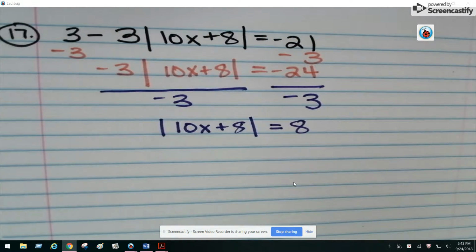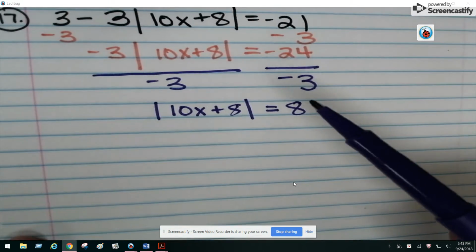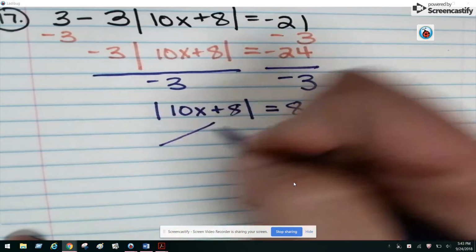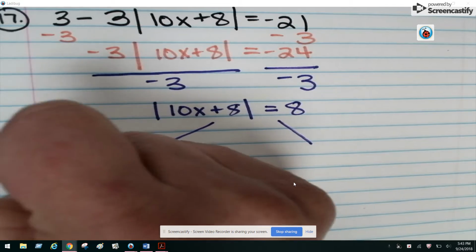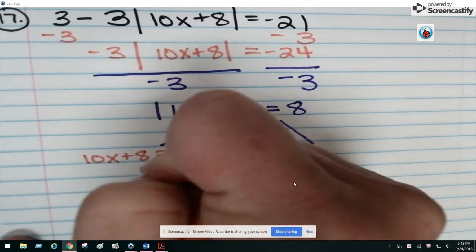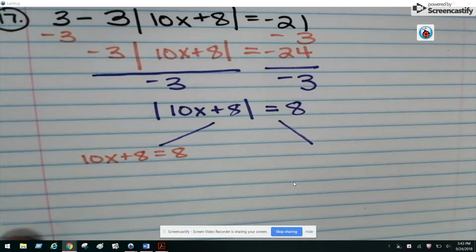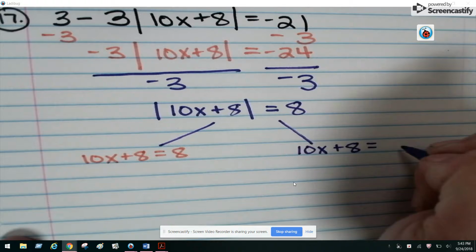We know we can go forward because we have a positive number. If we had a negative number here, there would be no solution, but I do have a positive number. So now I'm going to separate it into two separate equations. I'm going to have 10x plus 8 equals 8. So that's basically just what I have here without the absolute value symbol. And then over here, I'm going to have 10x plus 8 equals negative 8.